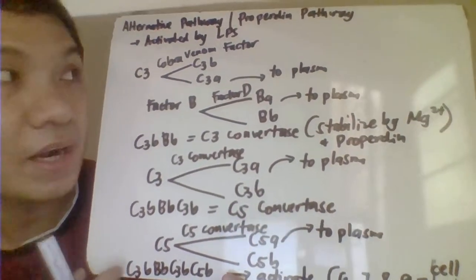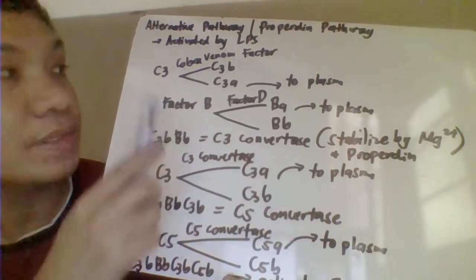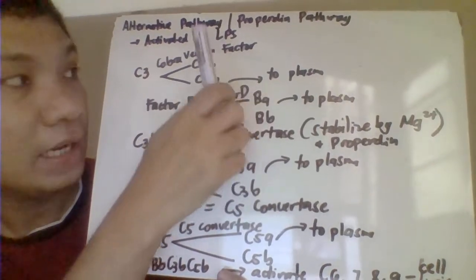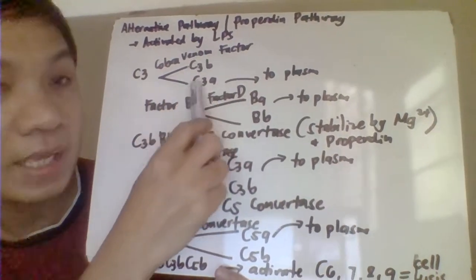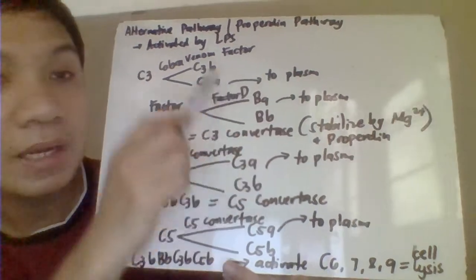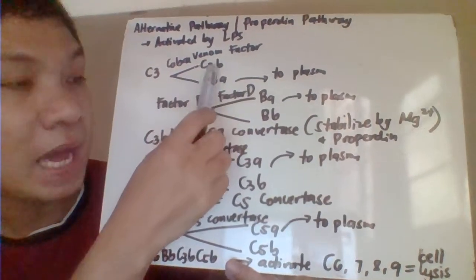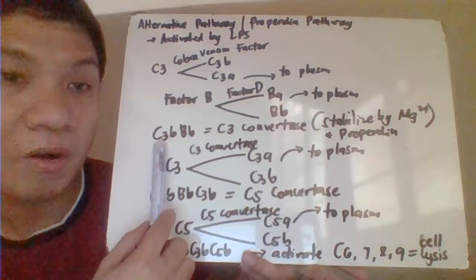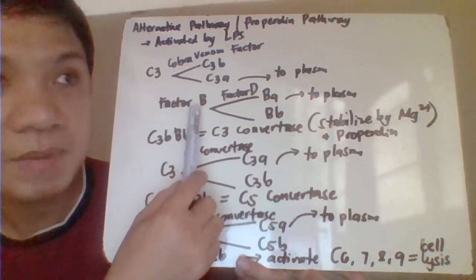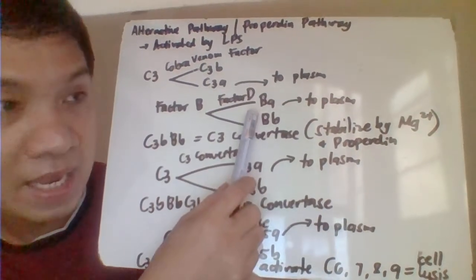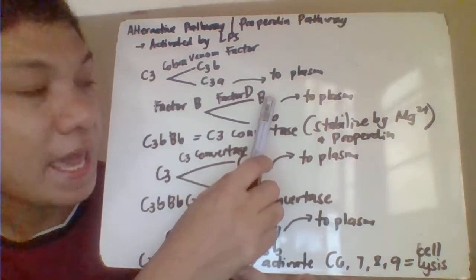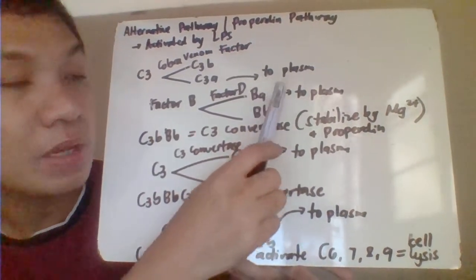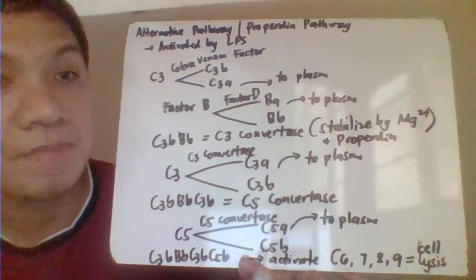Activation of your alternative pathway starts with your C3 being cleaved by your cobra venom factor into your C3b and your C3a. Again, the C3a will be released to your plasma, and our C3b is retained. Next we have another component, factor B. It is cleaved by your factor D into Ba and Bb. The Ba will eventually be released to your plasma, and Bb is what remains.